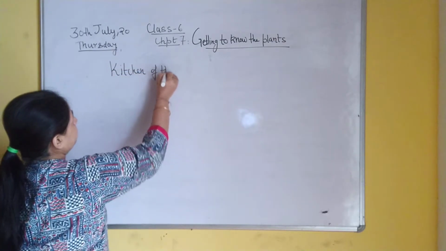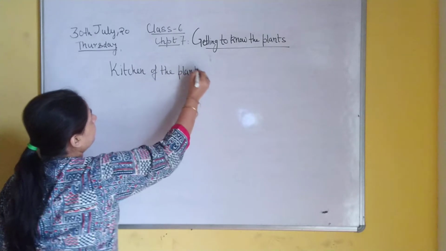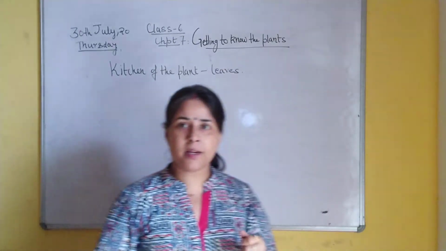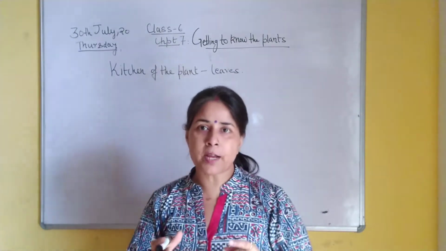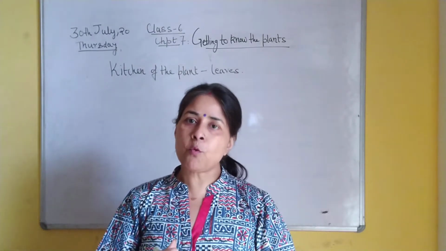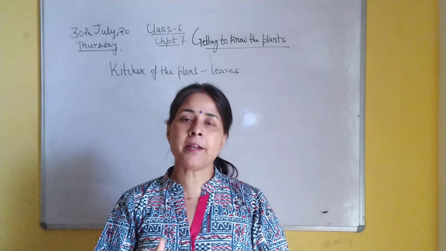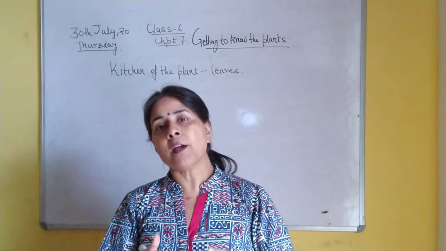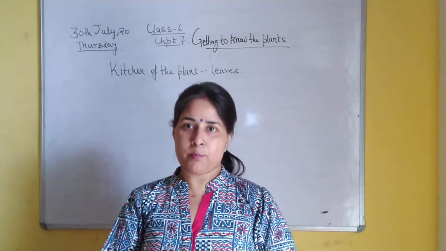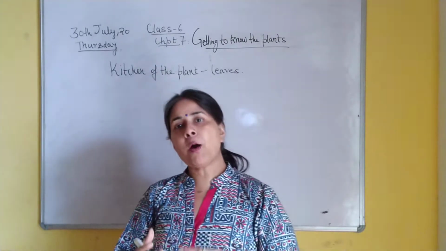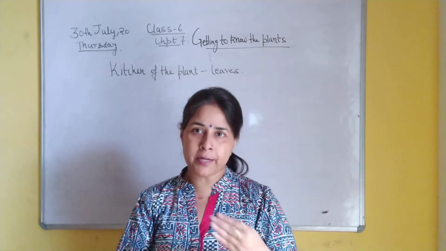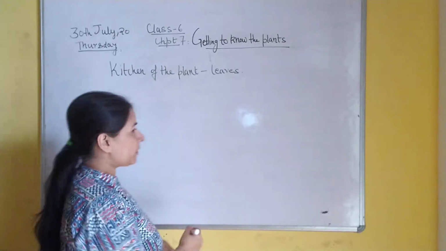Kitchen of the plant, or food factory of the plant, are the leaves. Leaves are the parts where the plant synthesizes its food for its growth and maintenance, and the food which is not used by the plant for its growth and maintenance gets reserved in different parts of the plant. We will talk about this storage of extra food in a later section. Now we will start with the leaves.